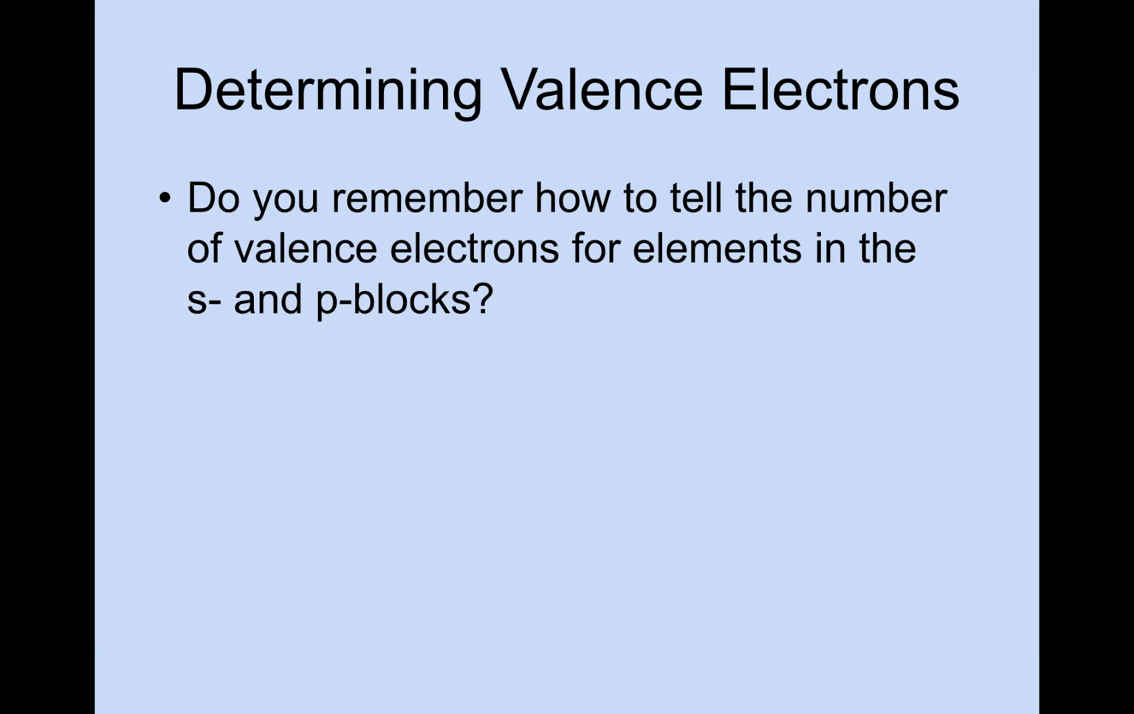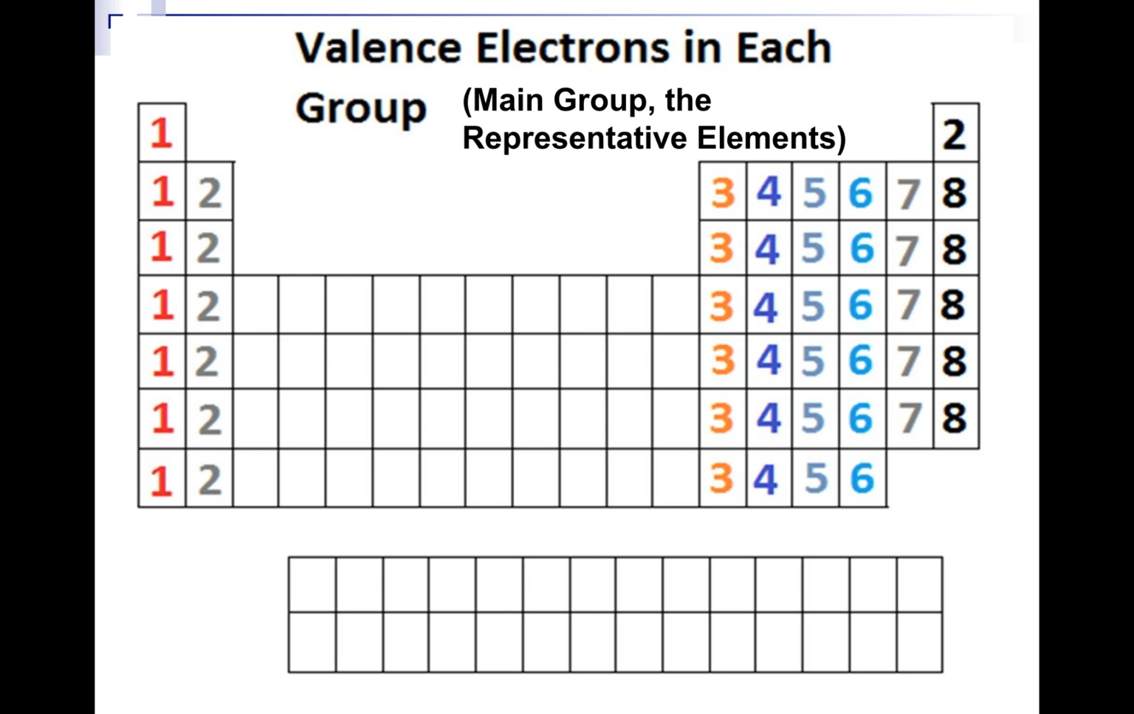Do you remember how to tell the number of valence electrons for elements in the s and p blocks? It's based on the group number. Elements in group 1 have 1 valence electron. Elements in group 2 have 2 valence electrons. When you get to groups 13 through 18, you just subtract 10.